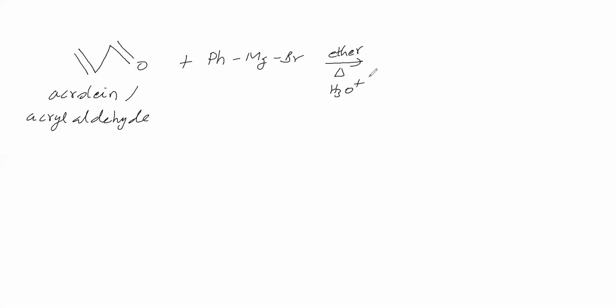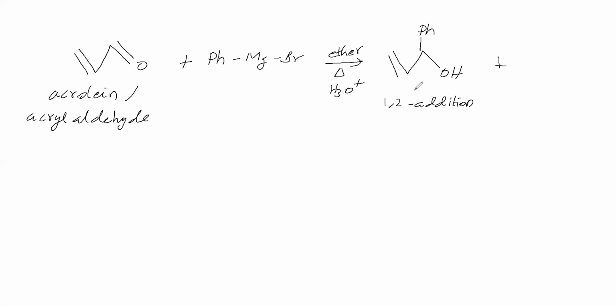Sir, what is the product? We'll see. One possibility is 1:2 addition. 1:2 addition means this phenyl ring will be added to this carbon and at this oxygen hydrogen will be added because we are taking it for hydrolysis. This oxygen becomes an OH group, and this double bond is there as it is. It is a 1,2 addition product.